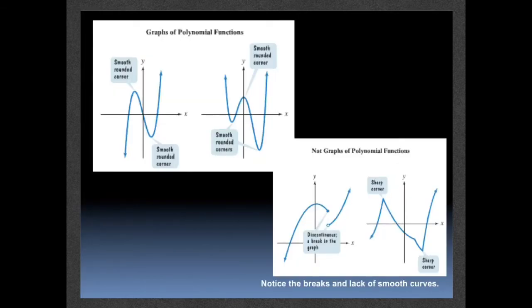These are examples of what you should see and what you shouldn't see. So on the top, this is a graph of a polynomial function. Notice this is smooth and continuous. It doesn't have any breaks in each of these. And then this is not graphs of polynomial functions. There's a break here, so that wouldn't work. And then this one has sharp corners, which also won't happen.